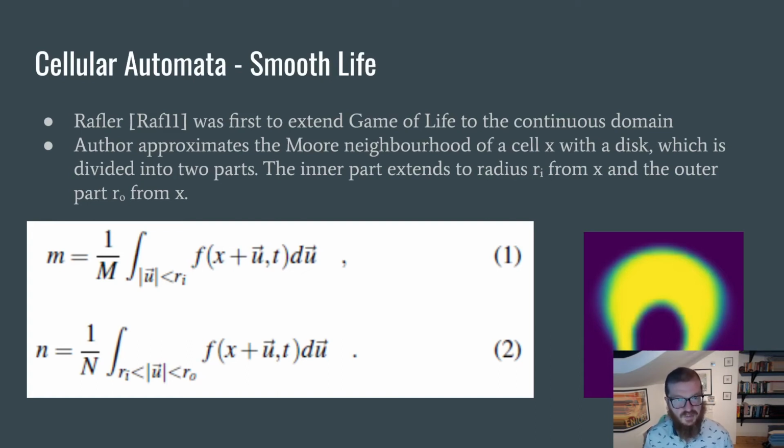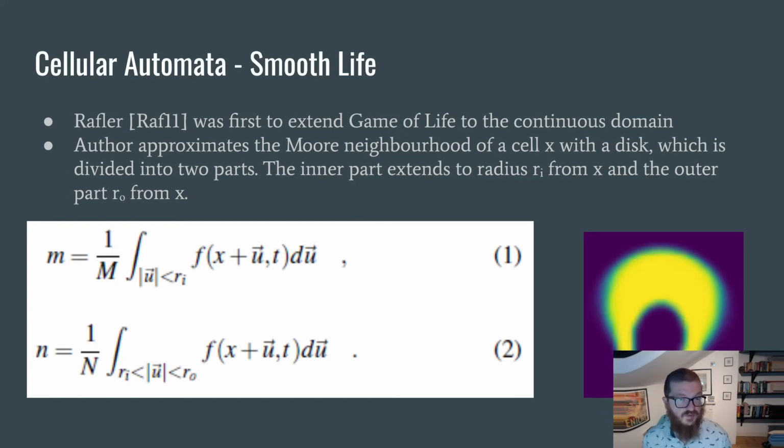A glider is featured here on the right-hand side, and the author approximates the Moore neighborhood of a cell with a disk, which is divided into two parts. The inner part extends to radius Ri from the center X, and the outer part to Ro, also from X. This gives an inner disk of radius Ri, which represents the cell in Game of Life, and an outer ring of width Ro minus Ri, which represents the neighborhood.